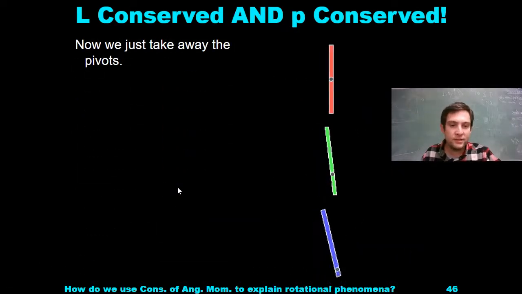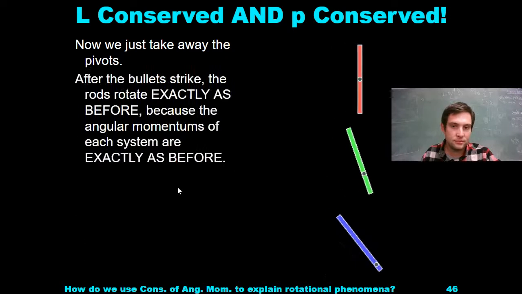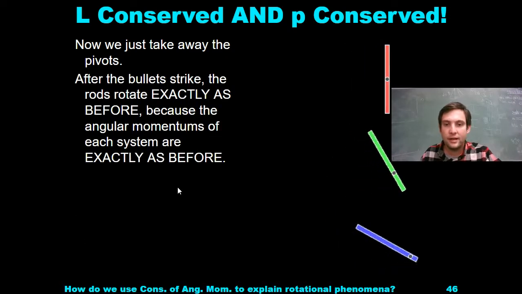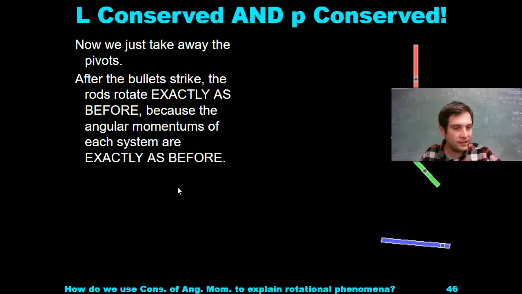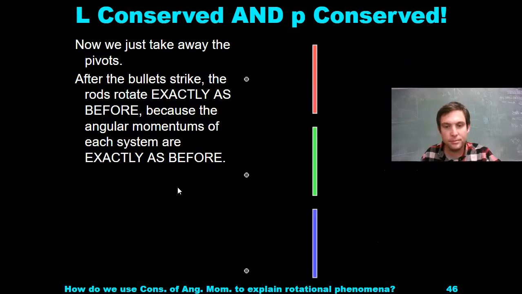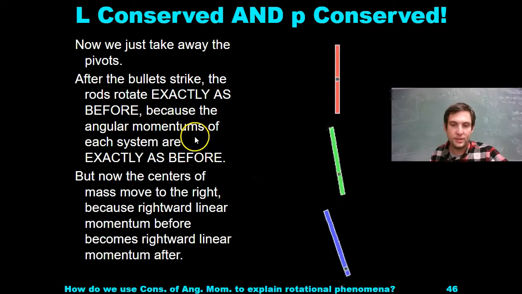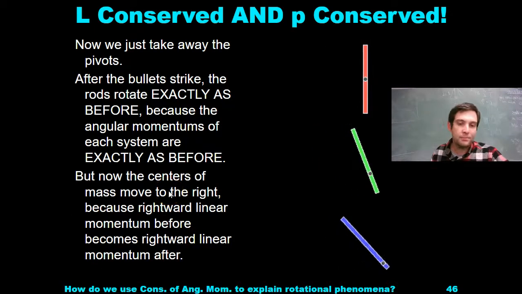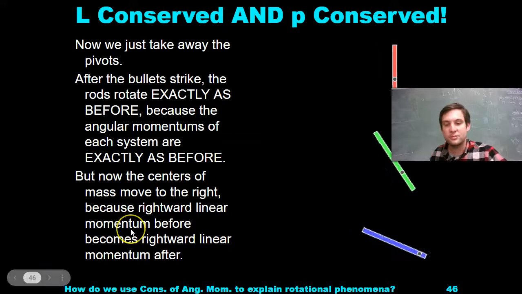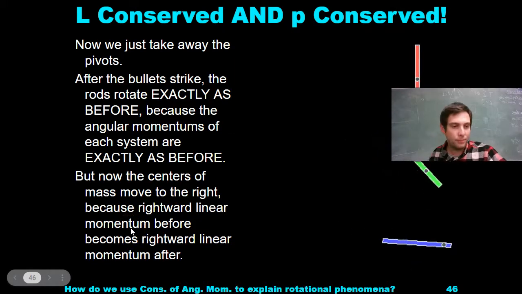Now, if we take away the pivots, the rods are going to rotate exactly like they did before because the angular momentum of each system is exactly the same as before. But now the centers of mass move to the right because the rightward linear momentum before becomes rightward linear momentum after.